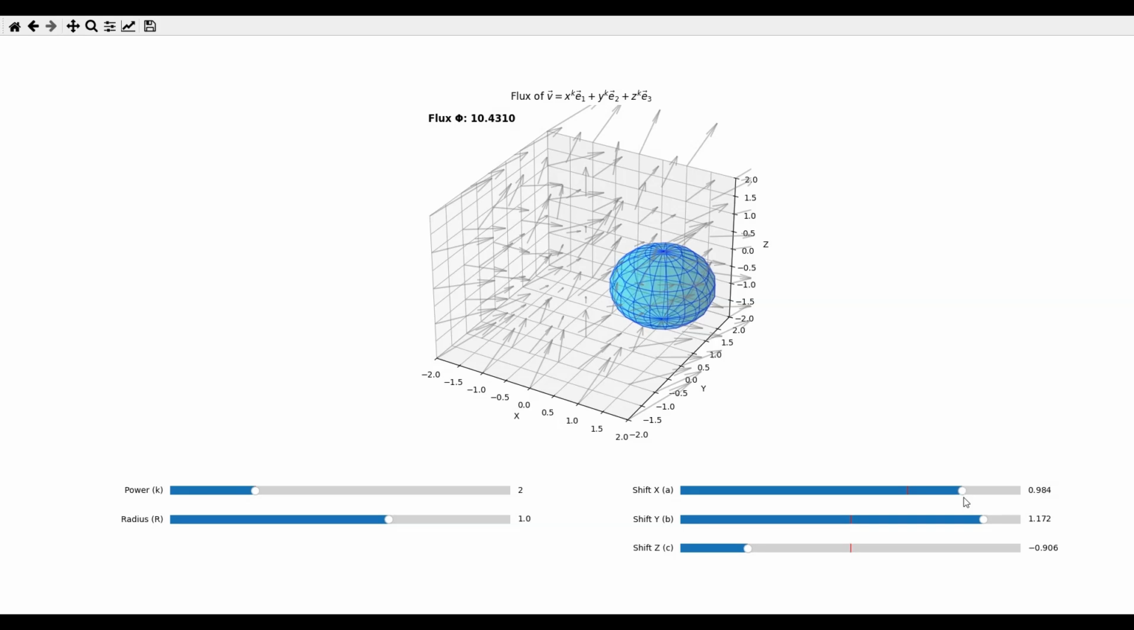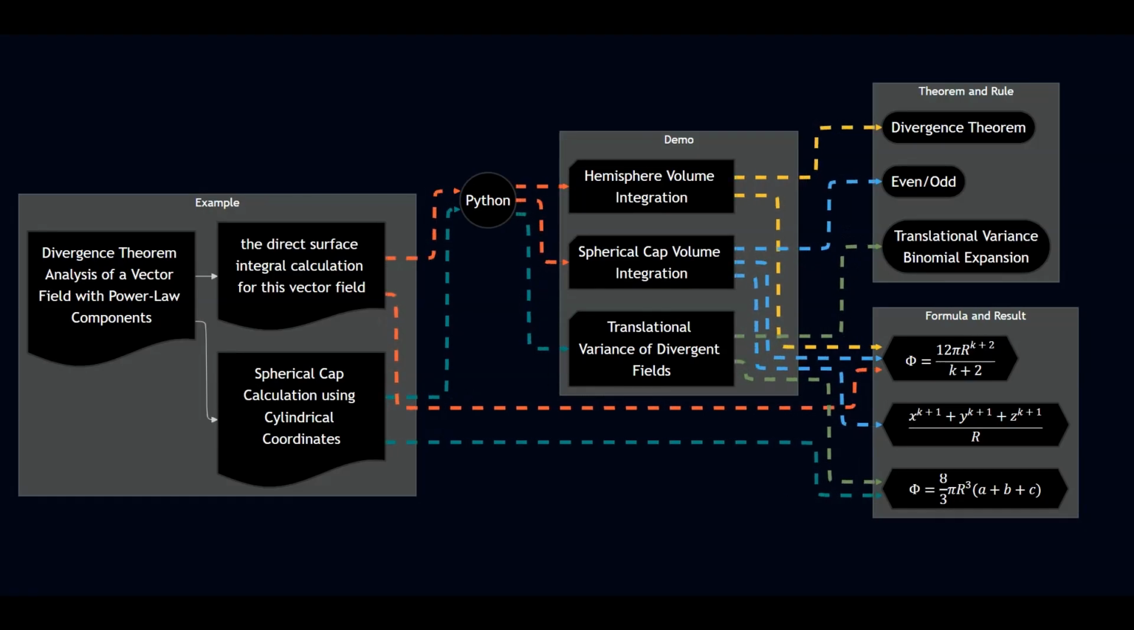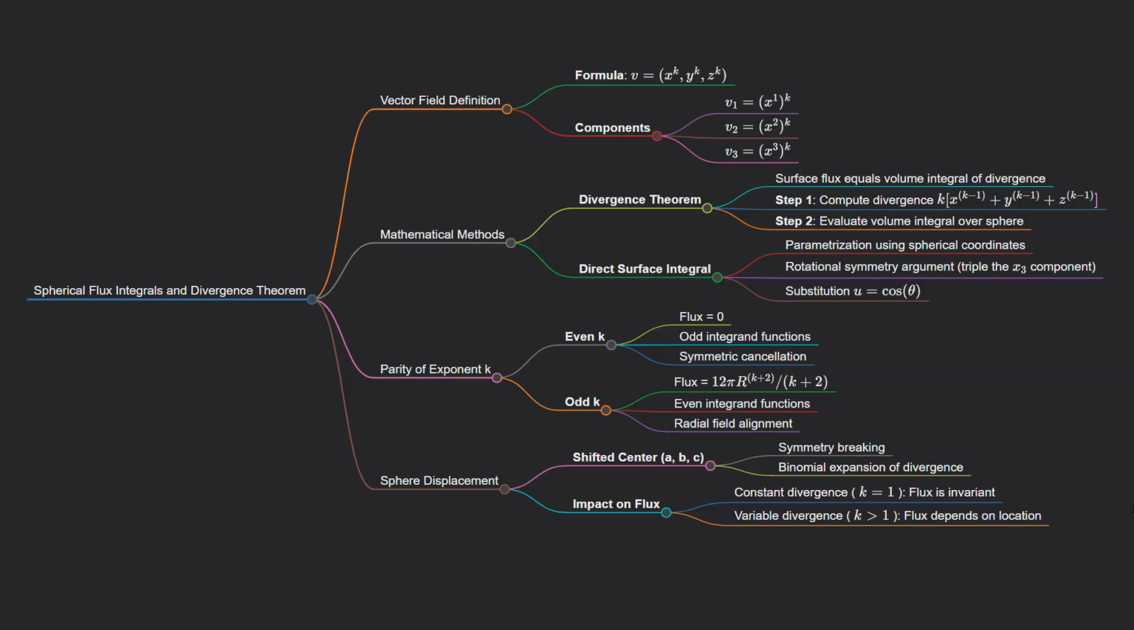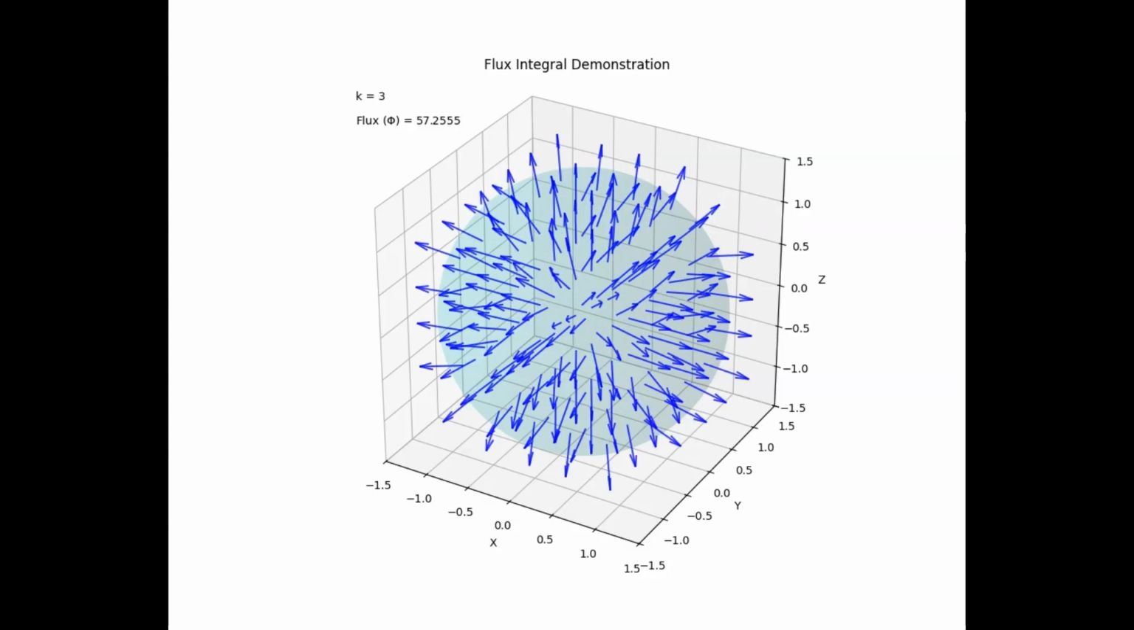When the power is even, the flow becomes biased. Instead of radiating outward, all the components of the flow push toward the same corner of the universe, the region where all directions are positive. On a sphere centered at the origin, this creates a perfect balance. On one side, the flow is exiting, but on the opposite side, it is entering. These two sides cancel each other out exactly, resulting in a total net flow of 0.